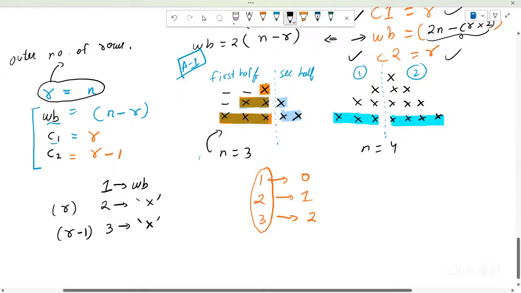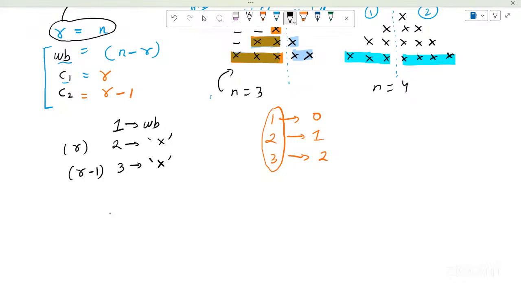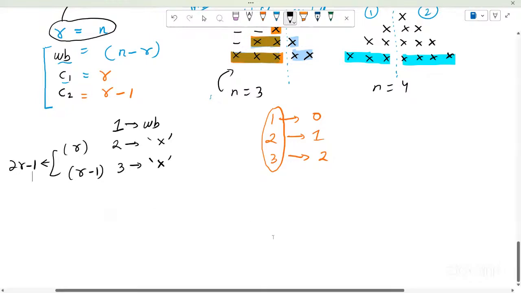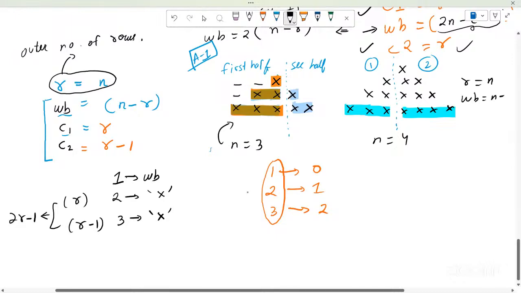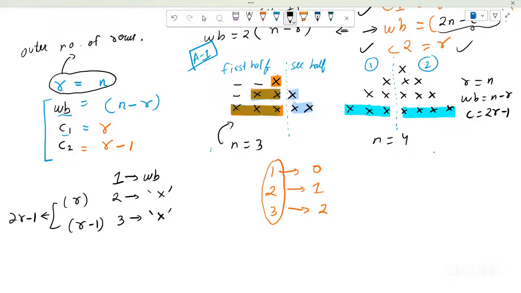If both the loops are doing the same thing, can I combine them and make them execute for 2R minus 1 times? If you do this, you can simplify the equation as R is equal to N, WB is equal to N minus R, and C is equal to 2R minus 1. So this is the way you can come up with the equation. If it's clear, we can move forward. You can solve this particular problem statement in the HackerRank. Okay.